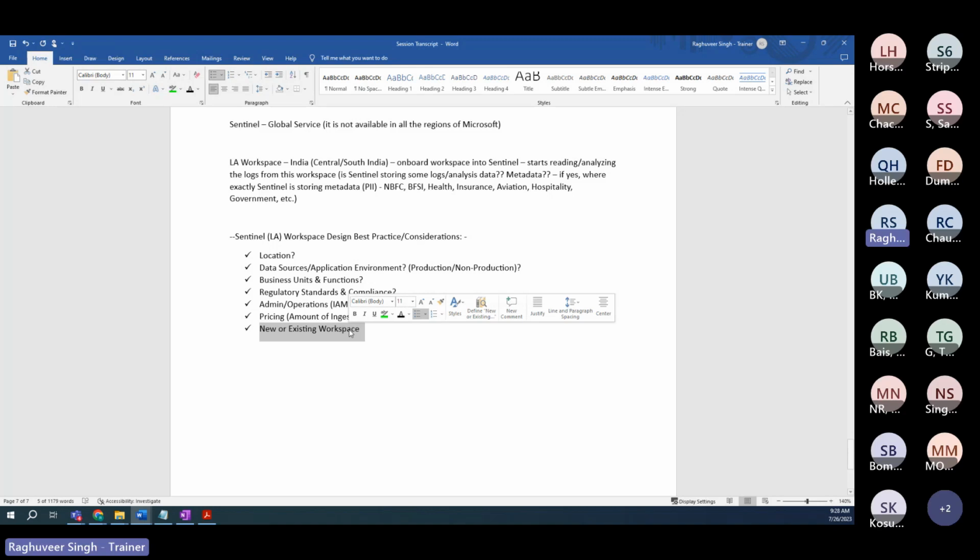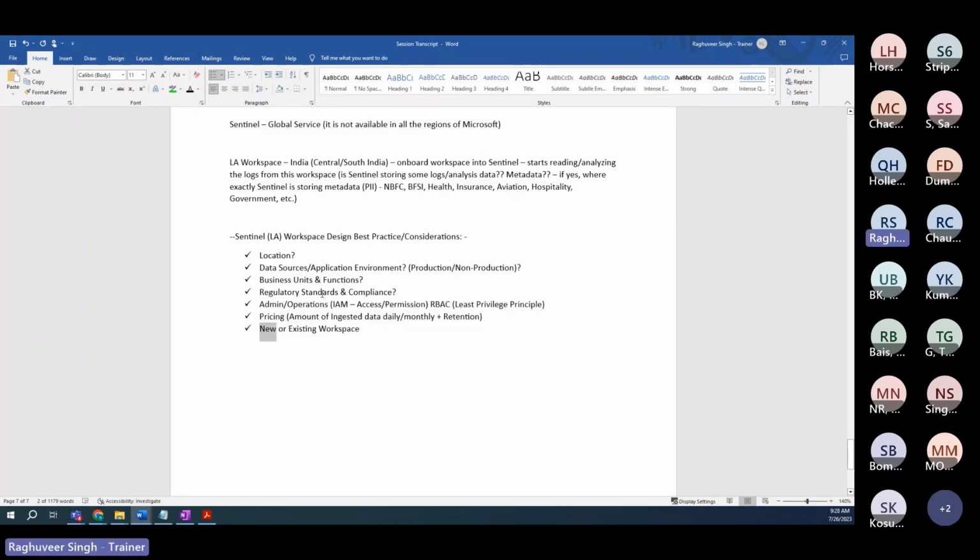So in what scenario you will be using new, in what scenario you will be using existing, it differs. I'm saying there is a high probability that your existing workspace contains both production and non-production data, but you have taken a decision that you would only want to monitor production data using Sentinel, then definitely you're going to create a new workspace.